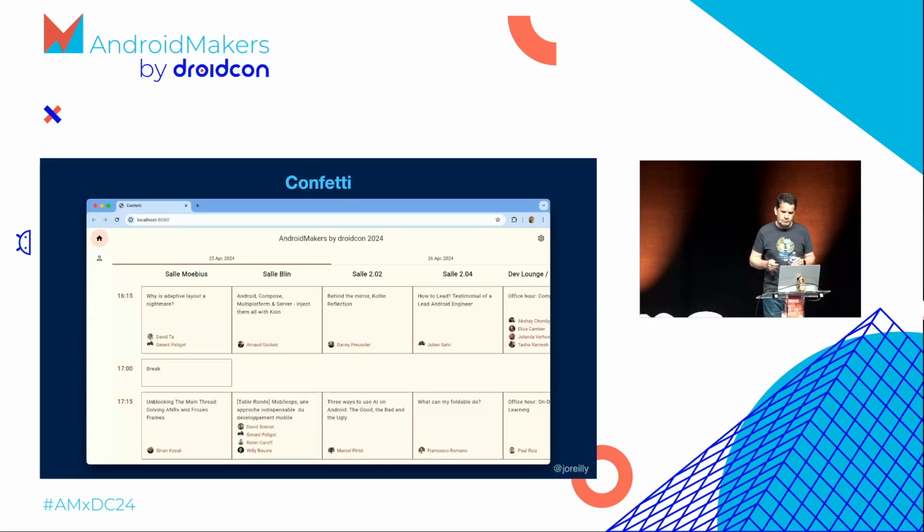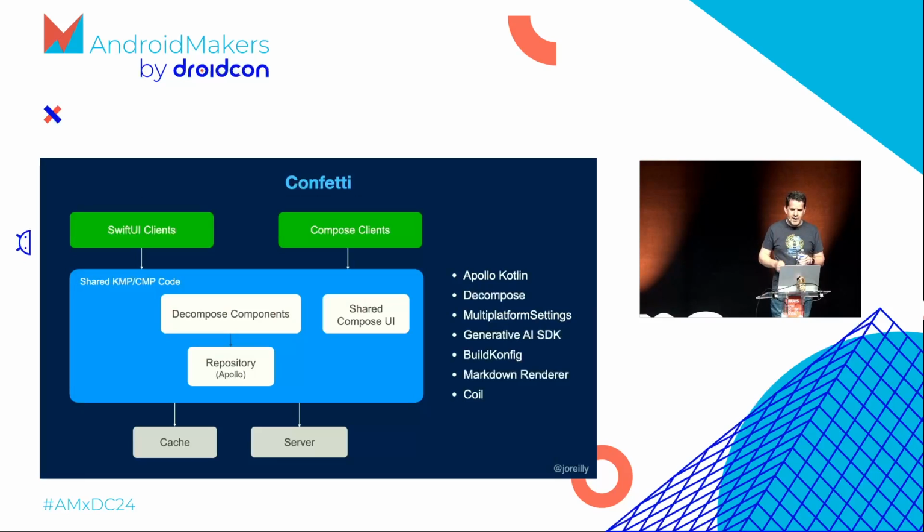Again, showing the high-level architecture. The key thing here is the use of Decompose components and using Apollo to interact with the GraphQL backend. We'll talk about both shortly. We're also sharing some of the Compose code across the clients, including on iOS. And showing examples in this section of the libraries shown on the right.